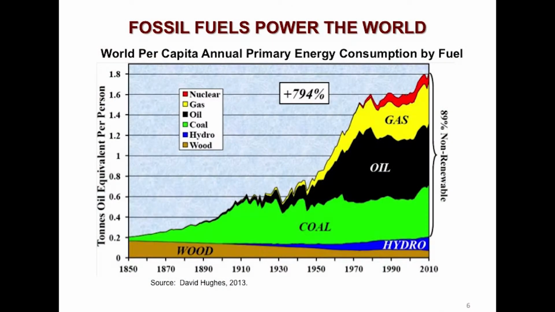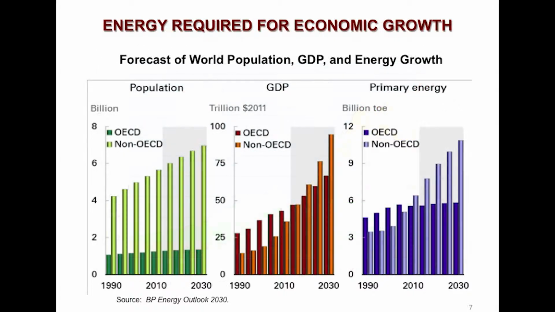Next slide, please. All right, fossil fuels power the world. This chart says it all. Coal, oil, and natural gas currently provide anywhere between 80 and 90% of the world's energy, depending on whose estimates you want to use, and for the foreseeable future, the next 4 or 5 or 6 decades at least, will continue to. Next slide, please.